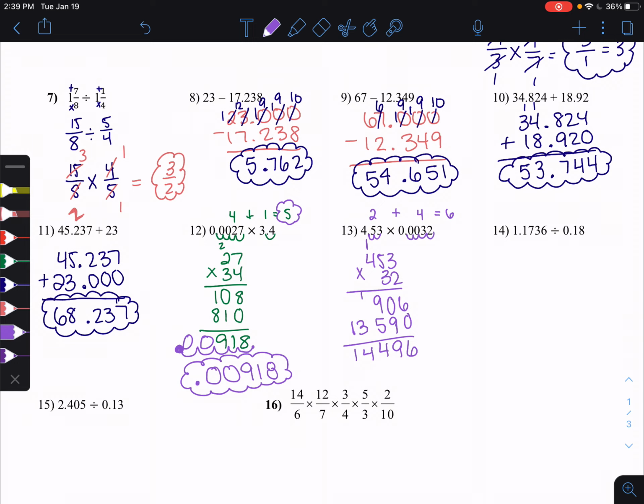And then in this one, I've got 6 decimal places. So I'm going to start at the end and put in 6 decimal places. So 1, 2, 3, 4, 5, 6. So there's 1 zero to put in. So my final answer is going to be 0.014496.